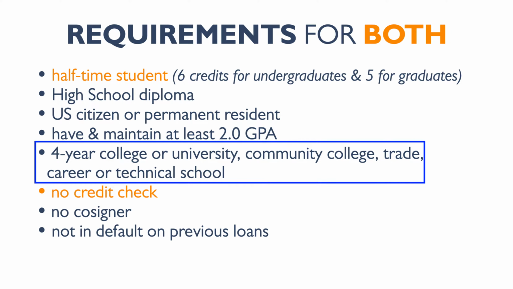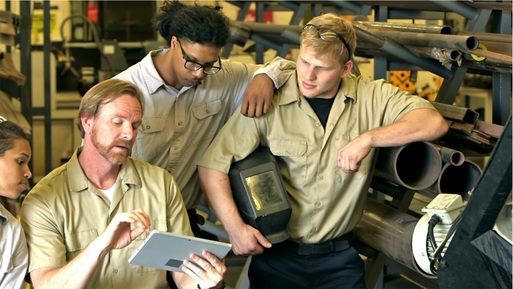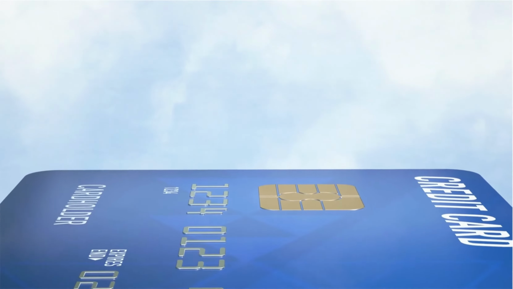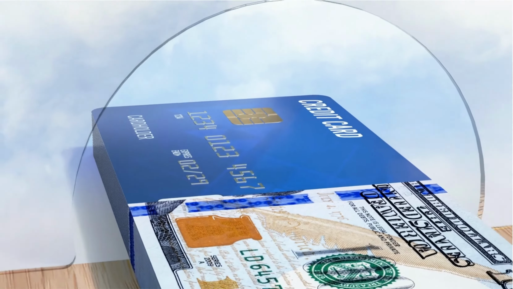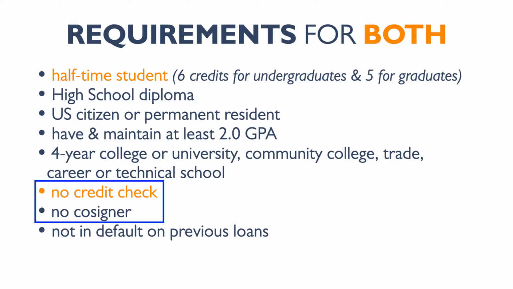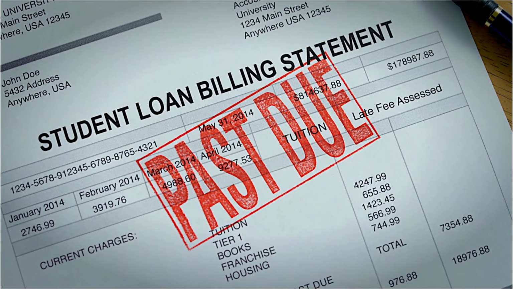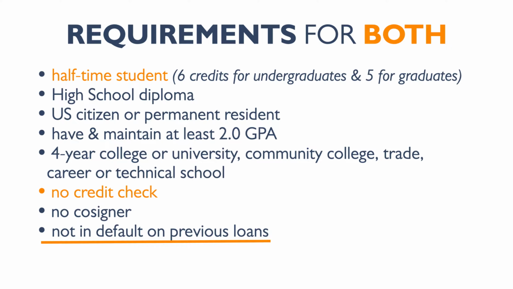Both loan types are available for students attending four-year colleges, universities, community colleges, as well as trade, career, and technical schools. Another advantage of these federal student loans is that there is no credit check or need for a co-signer. The student can secure these loans in their own name without mom and dad co-signing. However, if you defaulted on previous federal student loans, you'll be disqualified from receiving new ones.